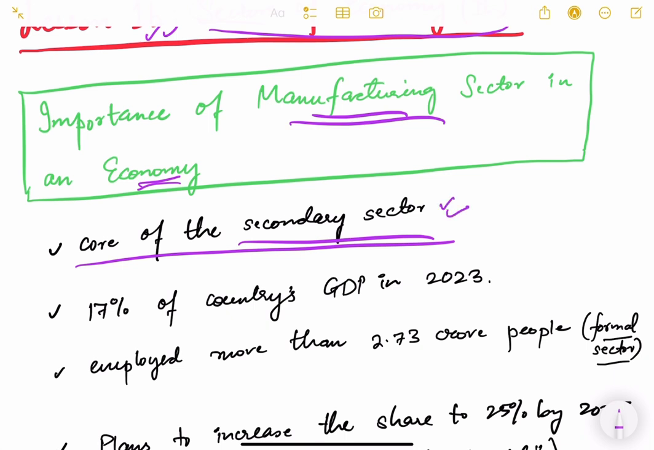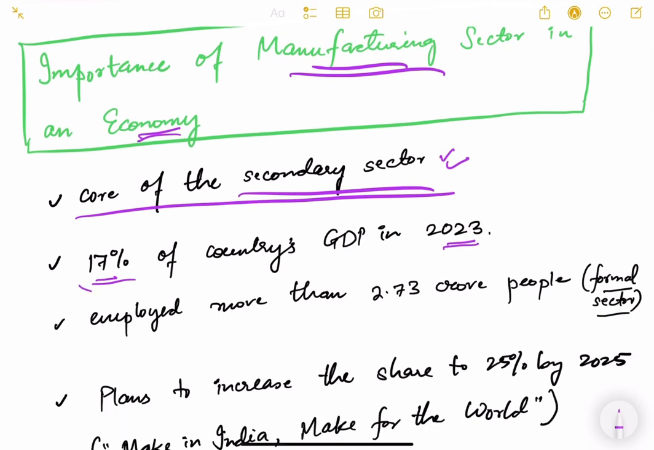It contributed 17% to the country's GDP in the year 2023. This is the latest data that I could obtain. So you see that the share of GDP is still very less in our country. It is only 17%. So we are very far behind being called a manufacturing economy or industrial economy.